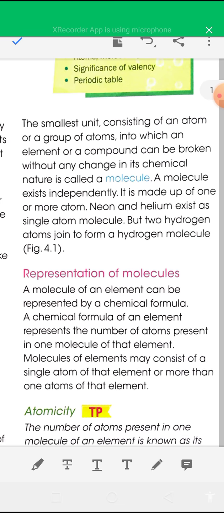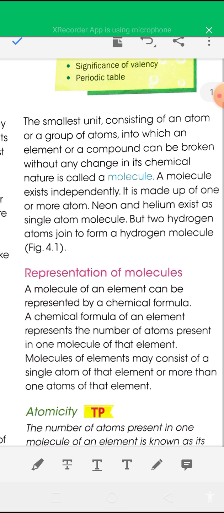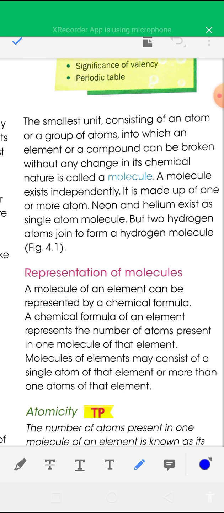Now see what is a molecule. Generally molecules are formed by combination of atoms. When atoms are combined together they form molecules. The smallest unit consisting of an atom or group of atoms into which an element or a compound can be broken without any change in its chemical nature is called a molecule. This is the actual definition of a molecule.